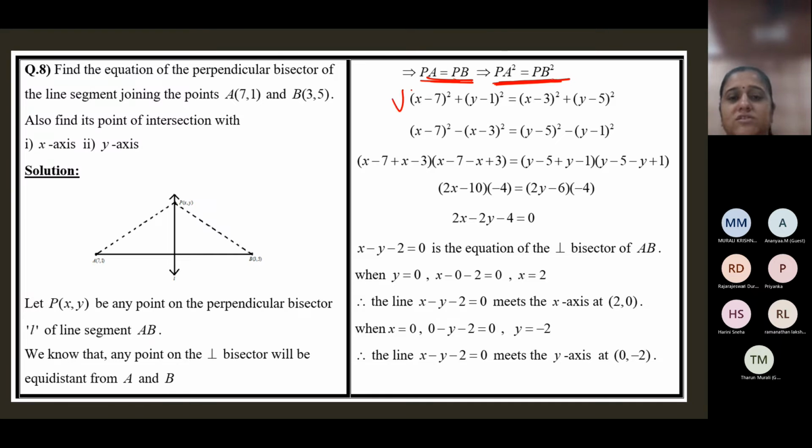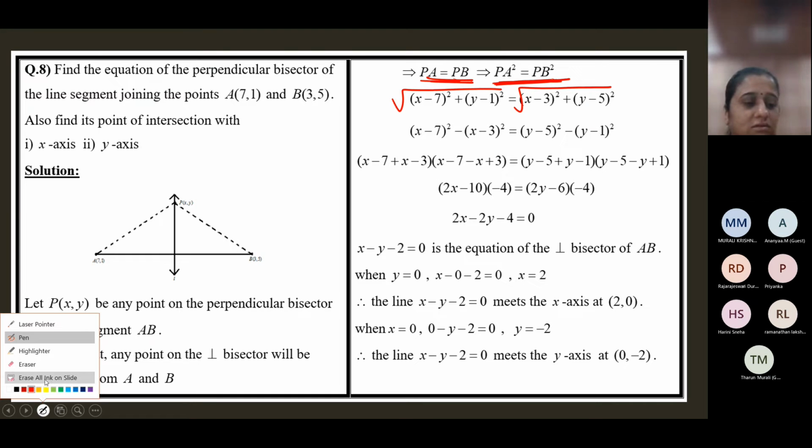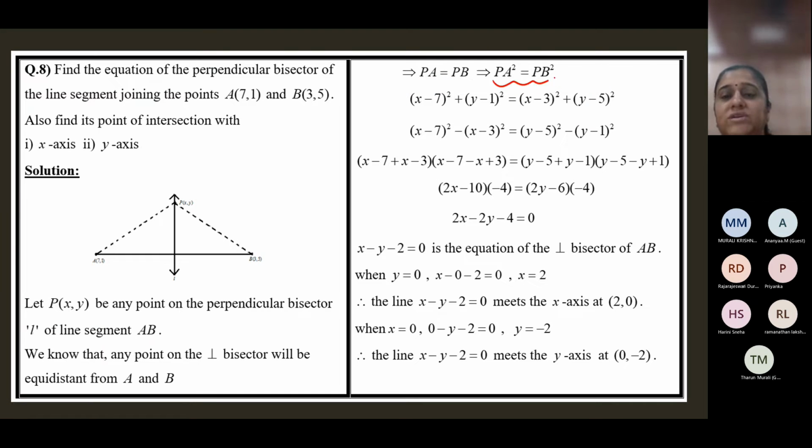What is PA? This is PA is equal to, this is PB. Then you should square on both the sides. Next step, the square root will be eliminated. You don't have to write PA squared is equal to PB squared, whatever is convenient for you. If you write this, don't put the square root symbol. If you write this, you should put the square root symbol and then square on both the sides. That's all. PA squared is equal to PB squared.